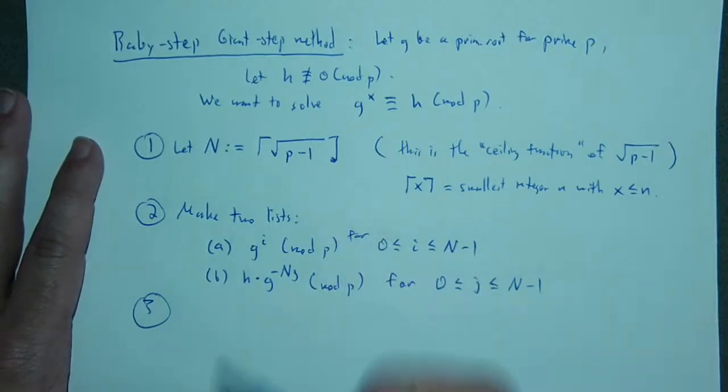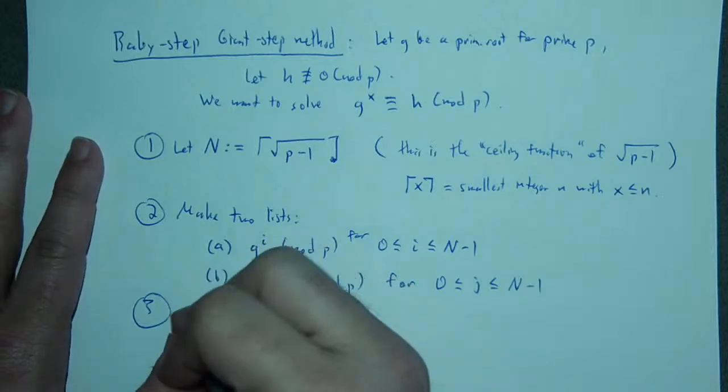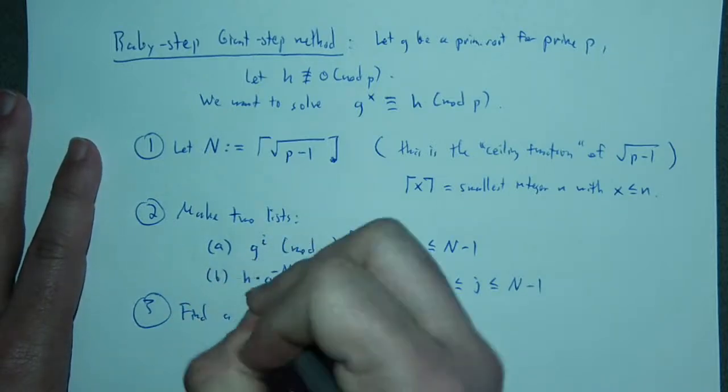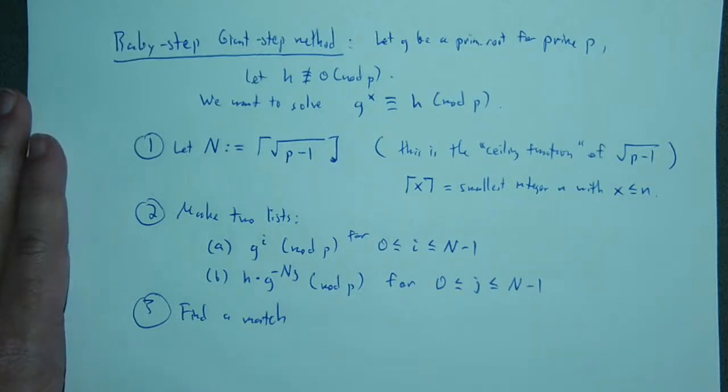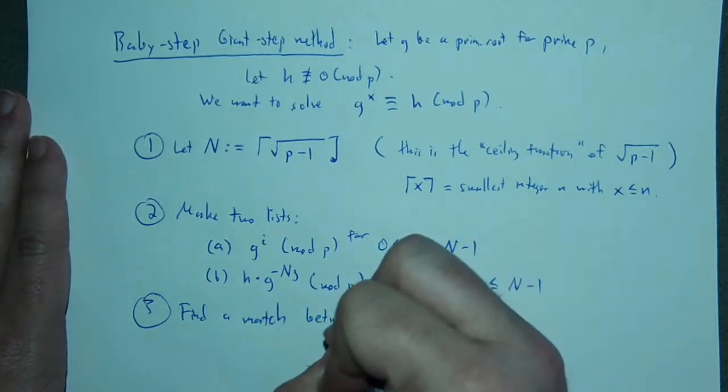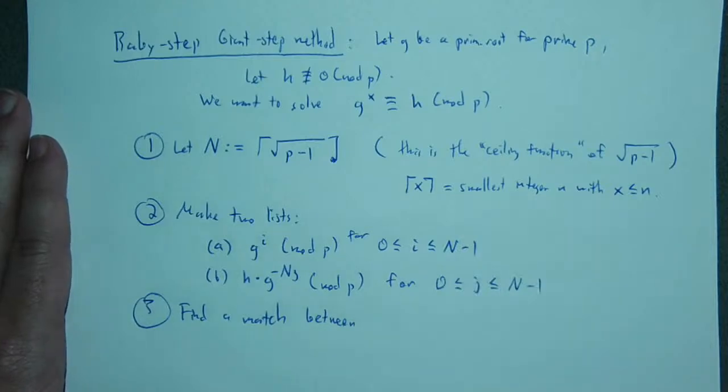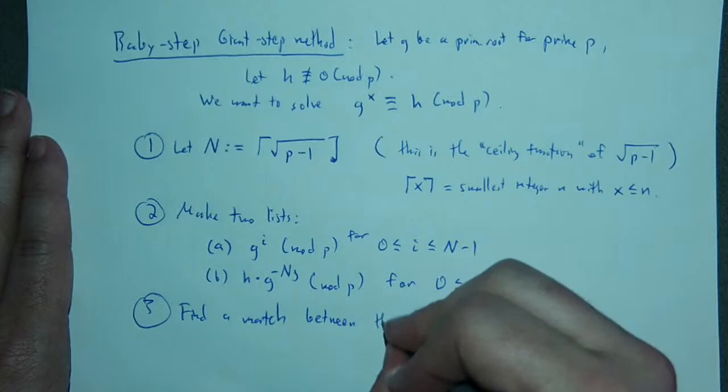So make two lists, and then I want to look at matches between these two lists. So I want to find a match. We'll get into the question of whether or not we can always do this. In our last process, we couldn't always do this, but here you'll see what happens. So find a match between the two lists.